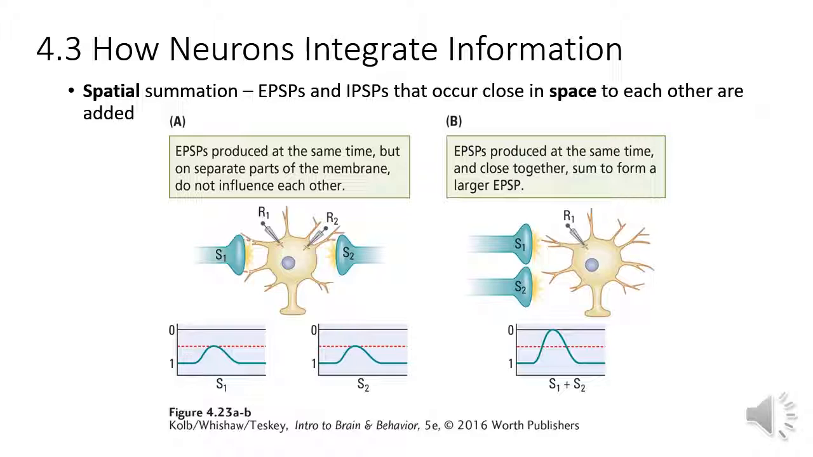In spatial summation, EPSPs and IPSPs that occur close together in space are added together. In part A of this example, these two EPSPs are on opposite sides of the cell membrane and therefore are not added together. Whereas in part B, these two EPSPs are on the same side of the cell membrane. They're close together spatially, and so they are added together to form a larger EPSP.